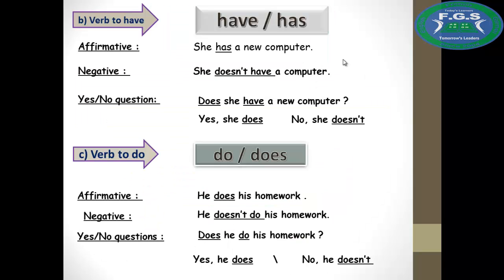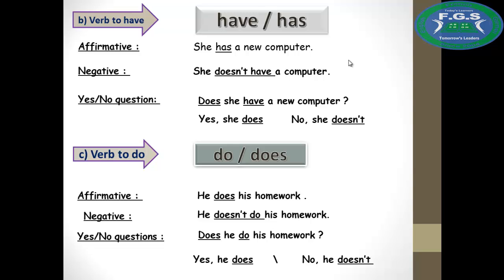Okay, the second verb, to have. We have have or has. So in affirmative, we can say she has a new computer. In negative, we can say she doesn't have a new computer. For yes or no question, we can say does she have a new computer? For answer, we can say yes, she does, or no, she doesn't.